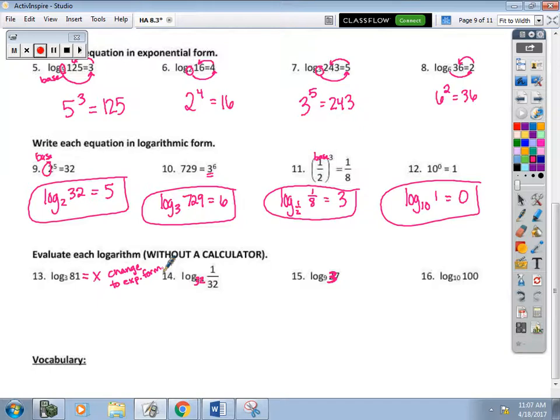So we'll change this to exponential form, remembering the base of the logarithm stays the base. So this will be 3 to the x power equals 81. And then this is like the bell ringer, or the warm-up question on the top. You have to ask yourself, 3 to what power gets me 81? What number can I plug in for x that would make this true?